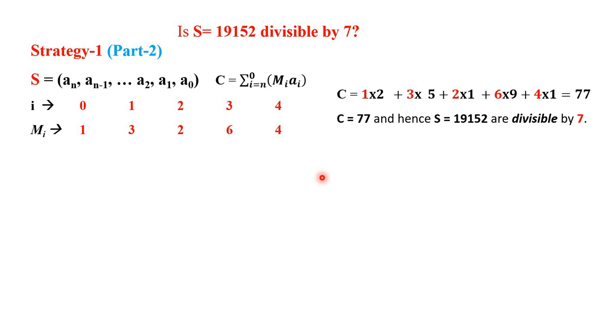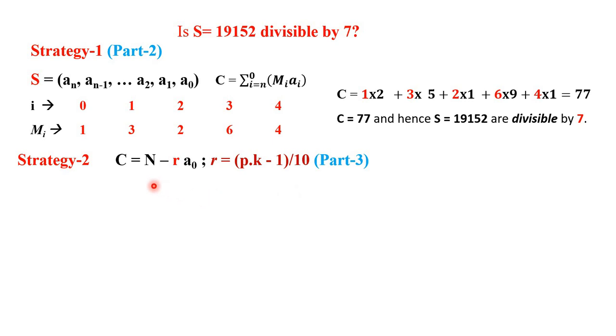And that is how we applied strategy 1. And strategy 2 is a bit different. What we do here to get this truncated C, we truncate by dropping the last digit A0 and multiply it by R, and then we subtract it from the truncated number N. So what is the R value? And that was also prescribed: it is (Pk minus 1) by 10. So we have to search for a suitable K so that R becomes an integer. That's all. And that we have discussed in the last video part.